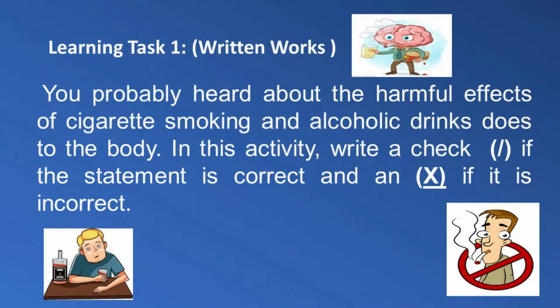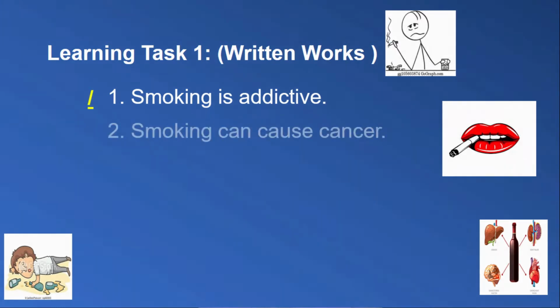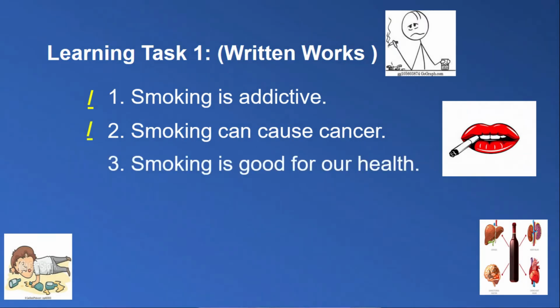You probably heard about the harmful effects of cigarettes, smoking, and alcoholic drinks to the body. In this activity, write a check if the statement is correct and an X if it is incorrect. Let's start. Number 1. Smoking is addictive. And the answer is check. Number 2. Smoking can cause cancer. The answer is check. Number 3. Smoking is good for our health. And the answer is X.